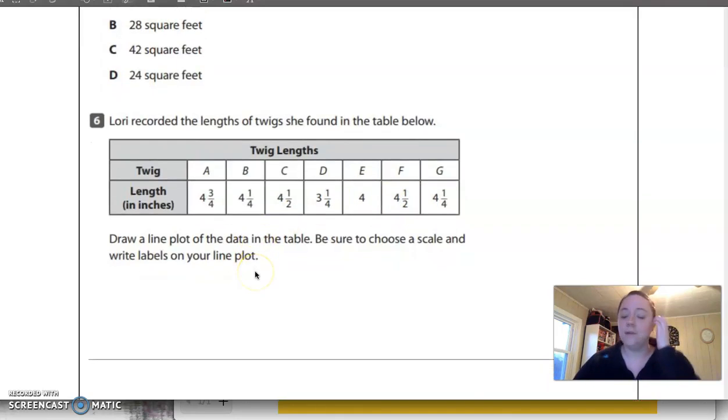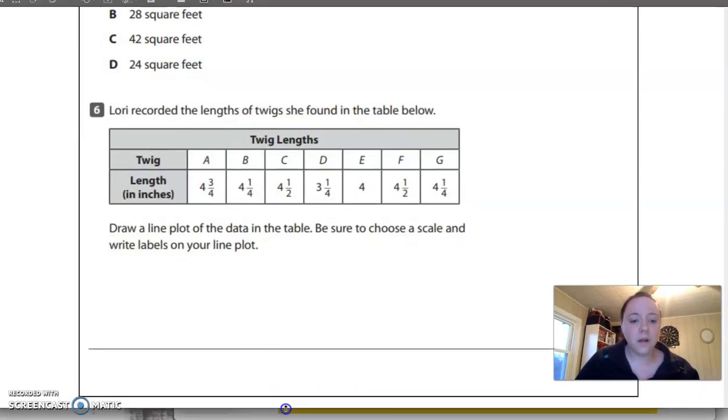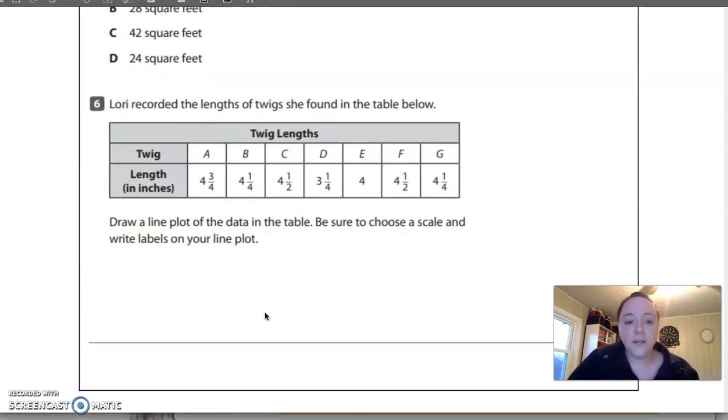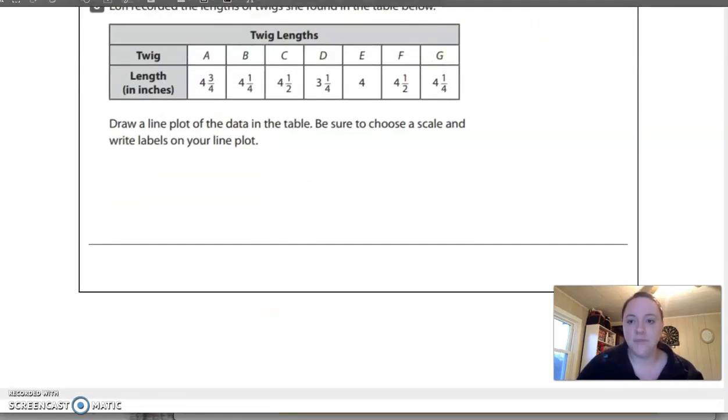All right, we're starting from the bottom just because I think this one is one of the hardest ones that we have done. So we are going to talk about twig lengths. Now the twigs are A, B, C, D, E, F, and G. Now the lengths range anywhere from 3 to 4, or a little bit more than 4. So we need to look at A, B, C, D, E, F, G and figure out what our line needs to start looking like. So I'm going to start with my pen, and I'm going to use this one because the whiteboard I was using earlier was kind of messing up a little bit. If it doesn't work, I will show you on the whiteboard.